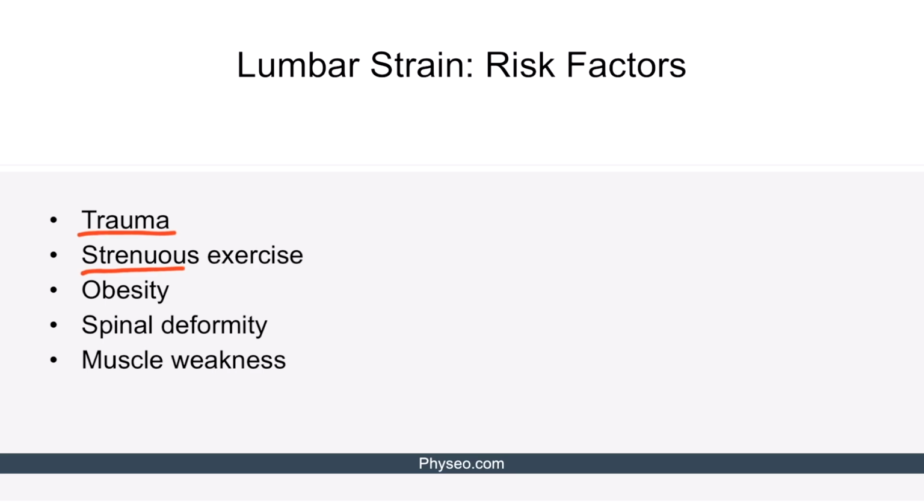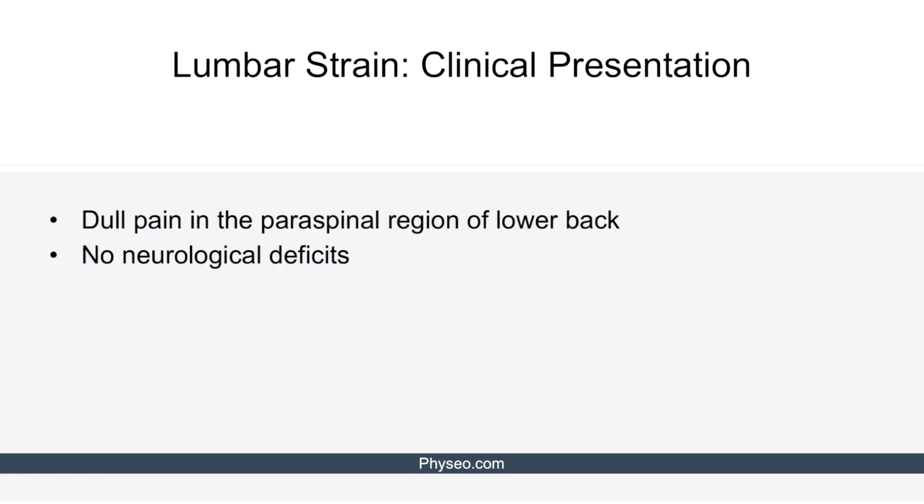Trauma and strenuous exercise are two of the biggest risk factors for lumbar strain. Common examples of strenuous exercise in question stems include lifting heavy boxes or working out for the first time in a while. Patients that are obese, have spinal deformity, or exhibit muscle weakness are also predisposed to this tearing of the back muscles. These patients will have a dull pain in the paraspinal region of the lower back, which is sometimes referred to as a paravertebral tenderness. They will also be without neurologic deficits since the muscle has been affected and not the nerve.